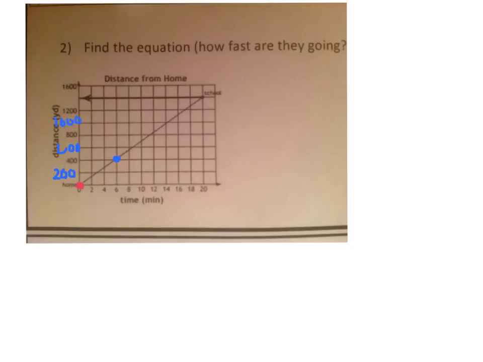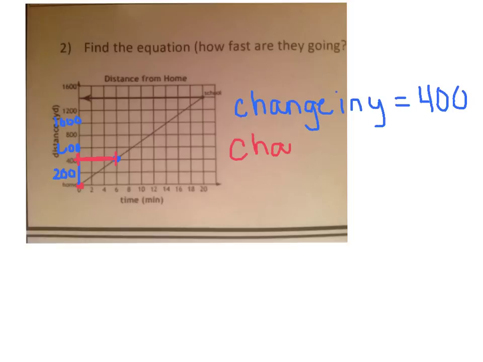So I'm first going to find the change in y. So what is the change in y? Well, that goes from 0 to 400. So my change in y is 400. Then I need to find the change in x. Well, it goes from 0 to 6. So my change in x is equal to 6.